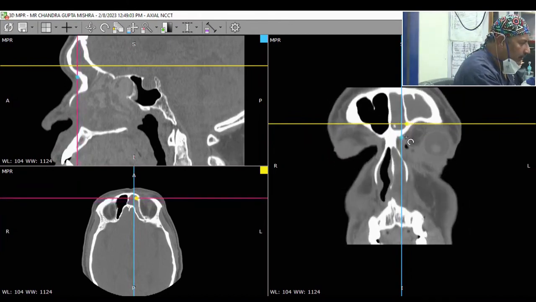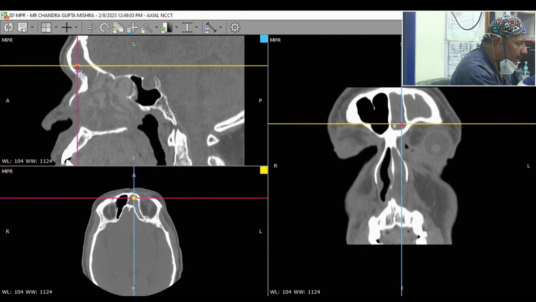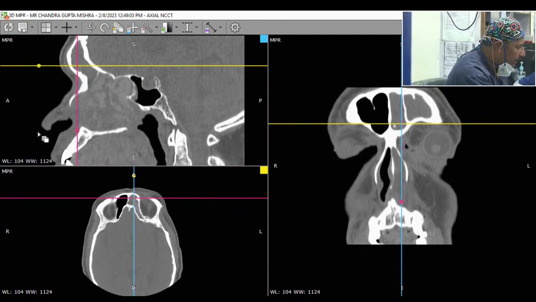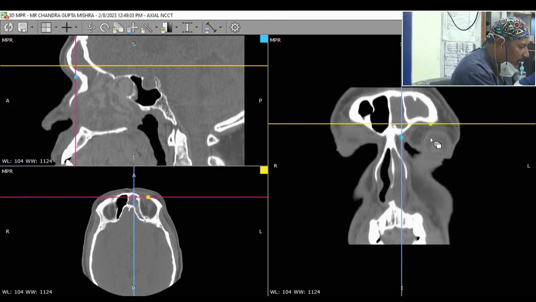Now, as we go behind, until now, this is the beak. See, this is frontal sinus anteriorly. The floor is formed by the beak. Now, when we are coming from anterior to posterior, where the beak ends is the beginning of the frontal sinus drainage. So now we are going behind.